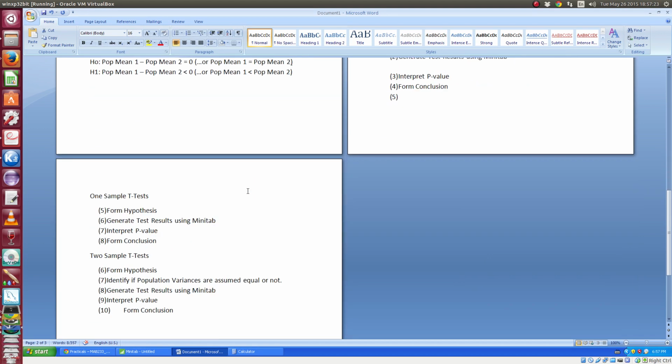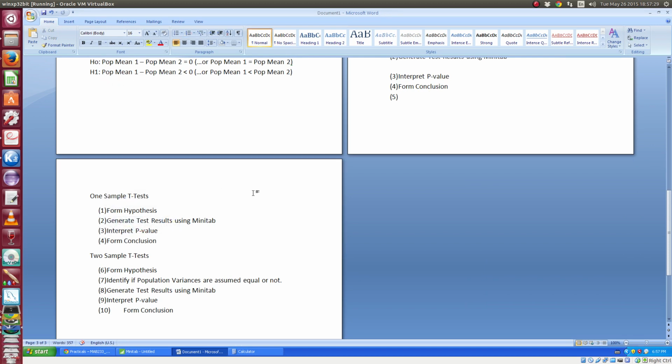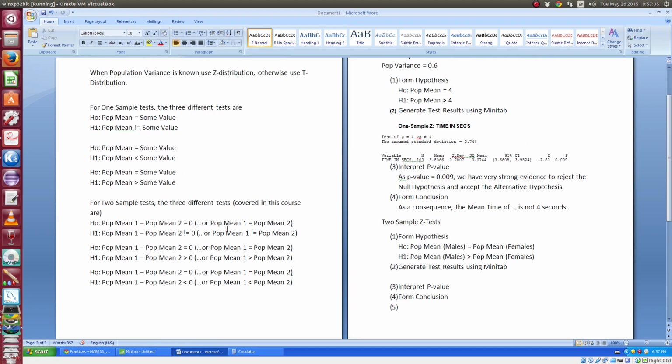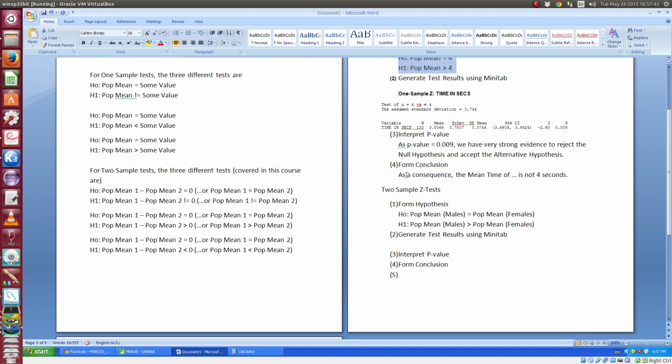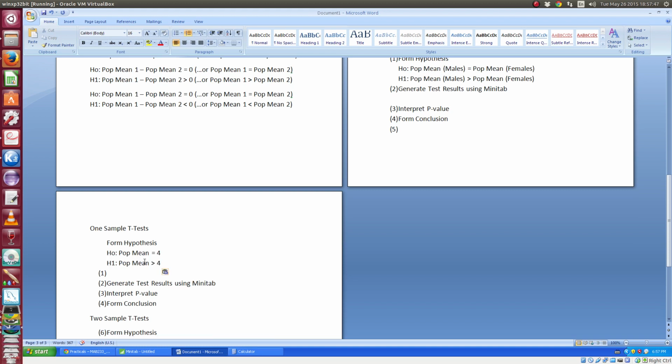Everything stays exactly the same in terms of the method. I don't know, how do I restart it? Here we go. The only difference is that you're using a different type of test. So in terms of forming the hypothesis, it's exactly the same. In the previous one sample, we looked at the population mean being greater than 4. Let's have a look at a case where it's less than. So we're going to form our hypothesis: population mean, in this case, is going to be less than 4.